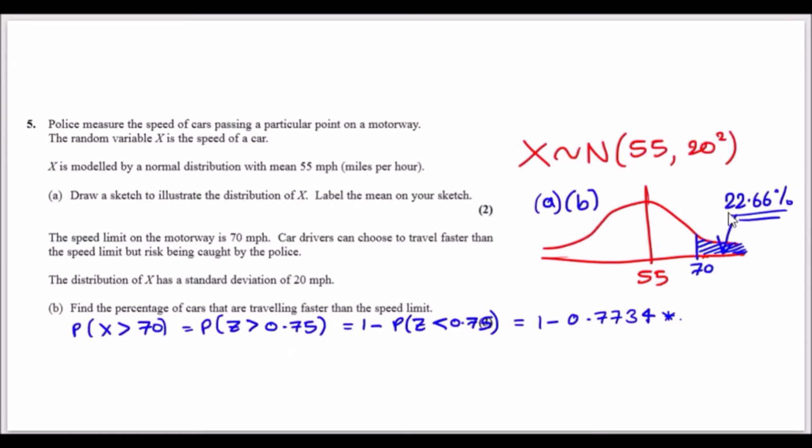This extra information is for part B, so you can ignore that. So it's just the red part only. Easy 2 marks. Now, next one.